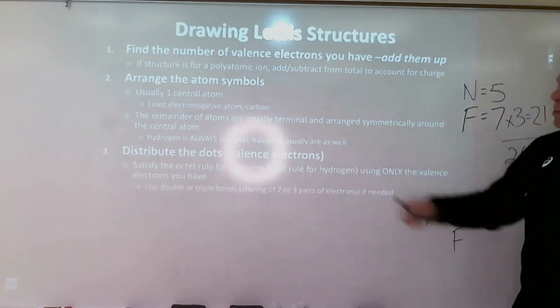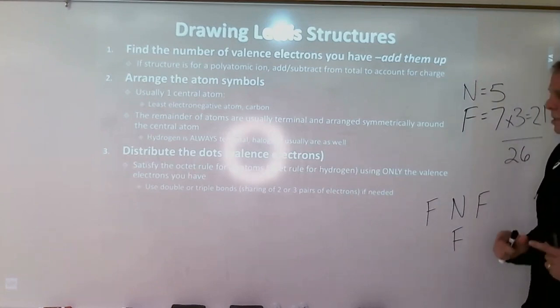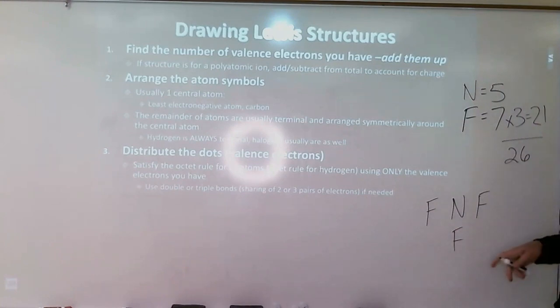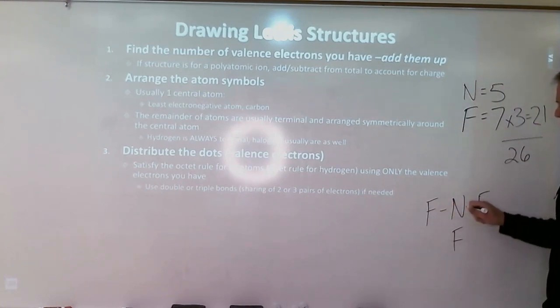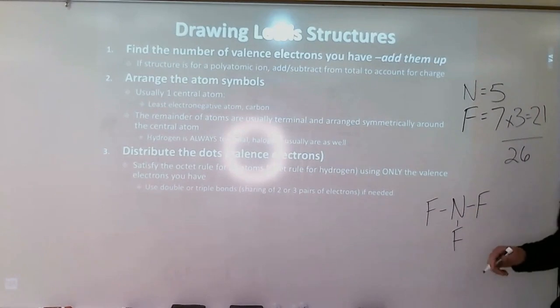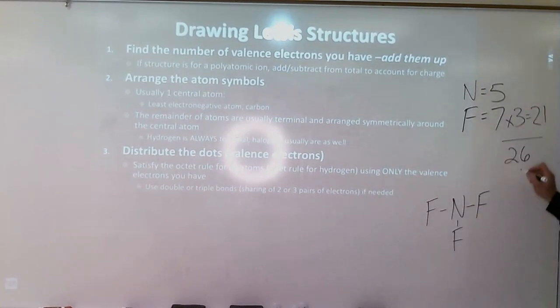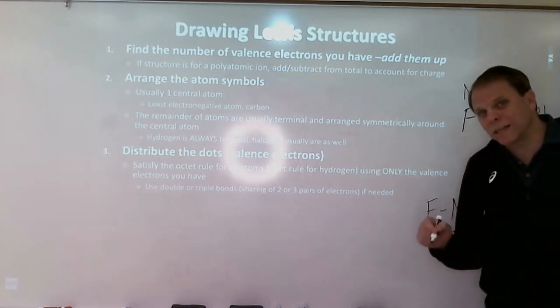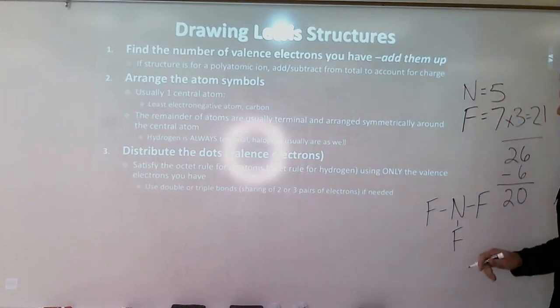The next thing is to distribute the dots. The first way to distribute them is to do the actual bonds first, okay? So we want to first draw places where the bonds are. Okay, so I've got 2, 4, 6. I've put 6 little electrons in here, the bonds. Remember, each little line is equivalent to 2 electrons. And so now I subtract my 6 electrons out from my 26 that I had to start with. And that tells me I need to place 20 more electrons.